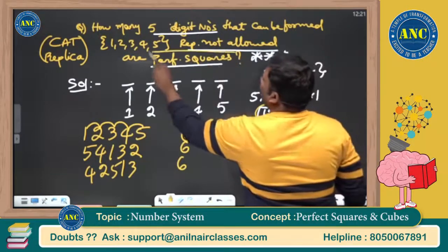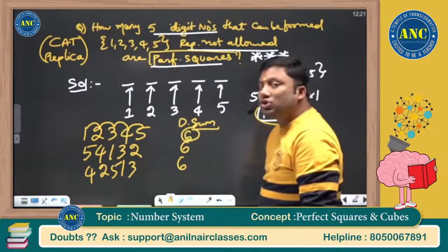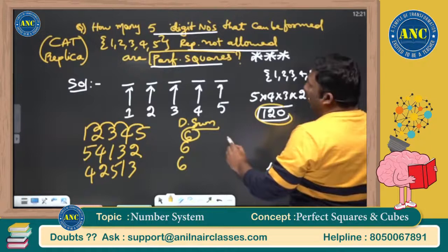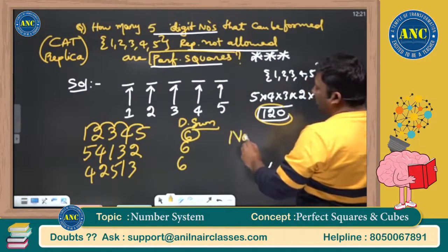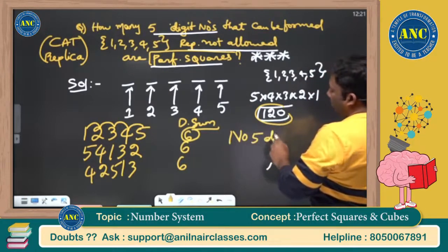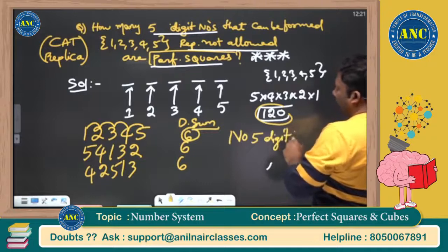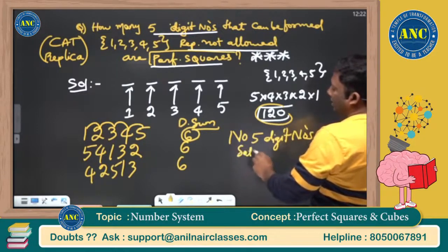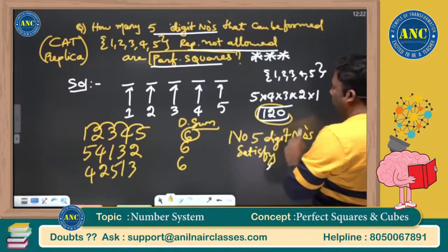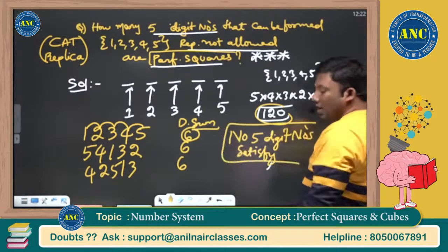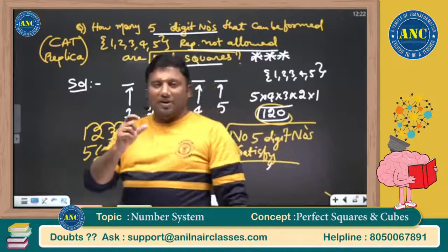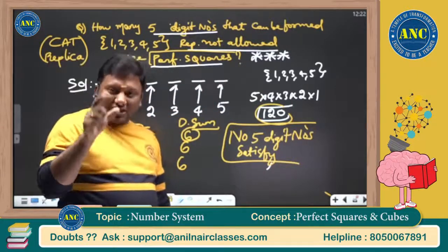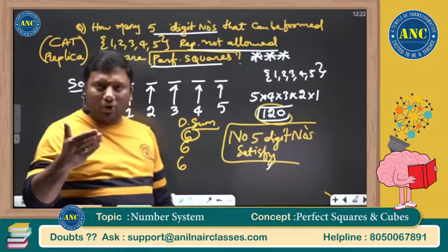For a number to become a perfect square, what should be the digital sum? 1, 4, 7 or 9. Answer: no 5-digit numbers formed from the digits 1, 2, 3, 4, 5 are perfect squares. No 5-digit numbers satisfy the property. Very, very good question. He will not ask you by giving a number whether it is a perfect square or not. If you observe, the first 2 questions are very primitive questions.